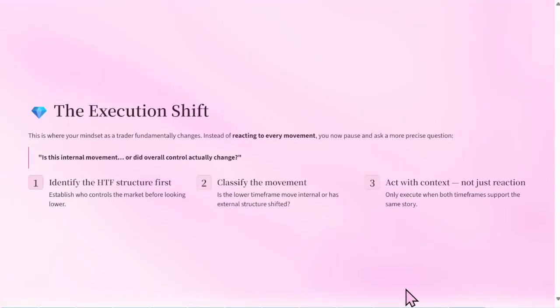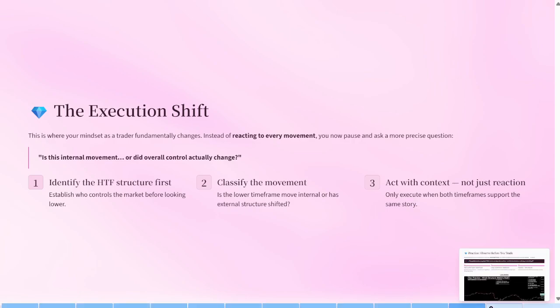So now, instead of reacting to every movement, we ask, okay, is this internal movement or did overall control actually change? In a simpler form, did the internal structure change the direction, or did the external structure change the direction?